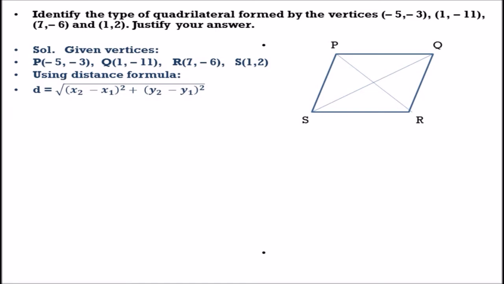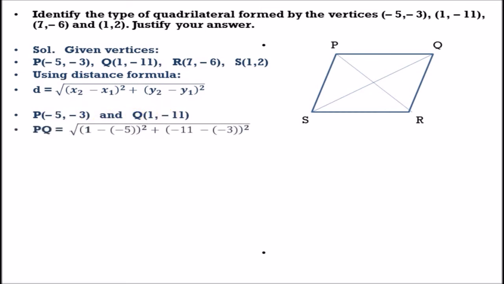Let's start with the first side, PQ. P is minus 5 comma minus 3 and Q is 1 comma minus 11. So Q's coordinates will subtract P's coordinates. PQ equals under root (1 minus minus 5) whole square plus (minus 11 minus minus 3) whole square. So 1 minus minus plus, so the sign has changed, (1 plus 5) whole square plus (minus 11 minus minus, again the sign has changed, plus 3) whole square.